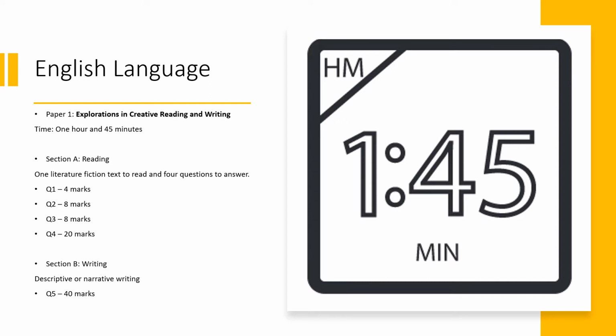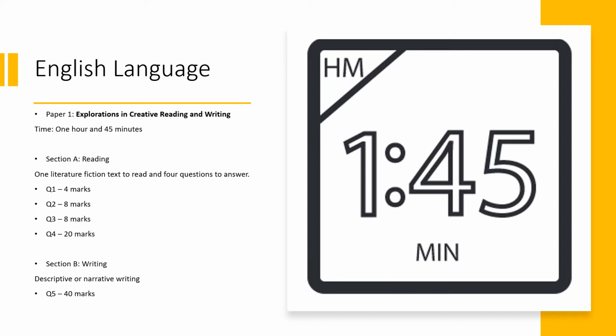They will read 1 literature fiction text and then have 4 questions to answer on the extract that they've just read. The extract will be unseen and they will not be able to know what it is before they go into the exam. They will then have to answer 4 questions, which, as you will see, increase in marks as the paper continues. To begin with, they will answer a short question worth 4 marks. Then both question 2 and question 3 are worth 8 marks, finishing on a final question, question 4, which is worth 20 marks.